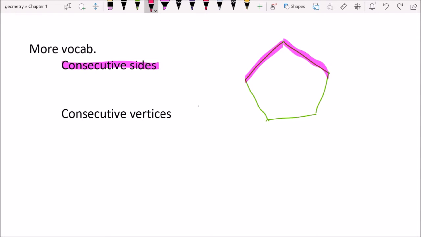Consecutive vertices are the same thing. If you're going around the shape, it's just one vertex after another. So these two are consecutive because they're right next to each other. This one up here is not consecutive to those because you've skipped over these if you jump over to there. So that's all that means. That'll sometimes come up in a story problem, so it's vocab that we should know.